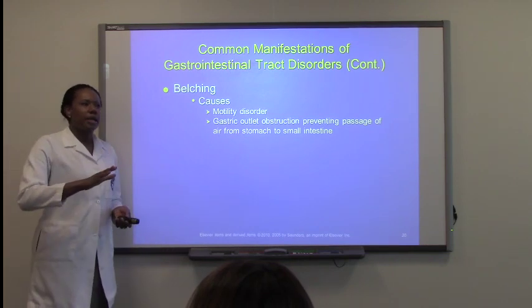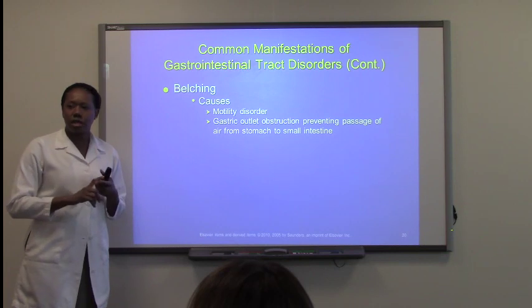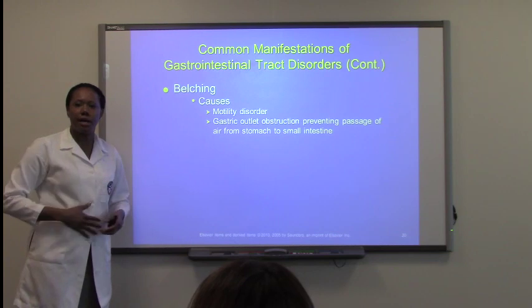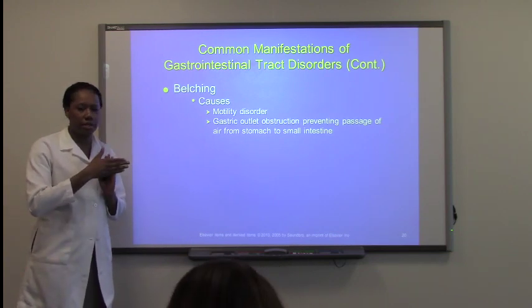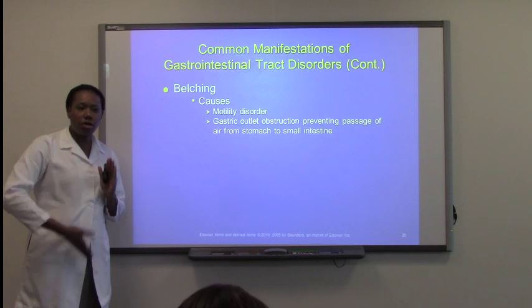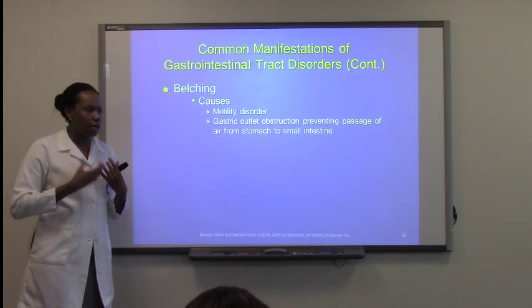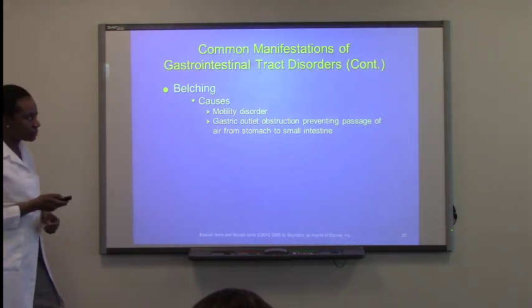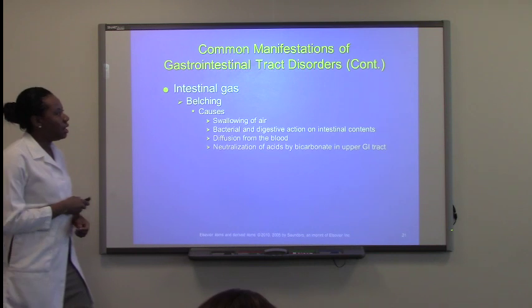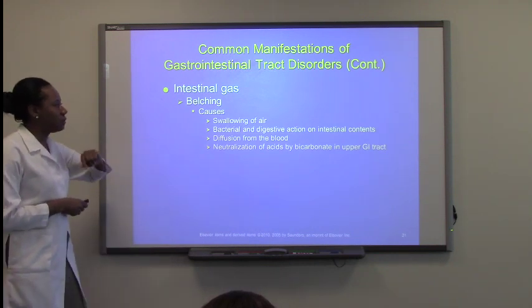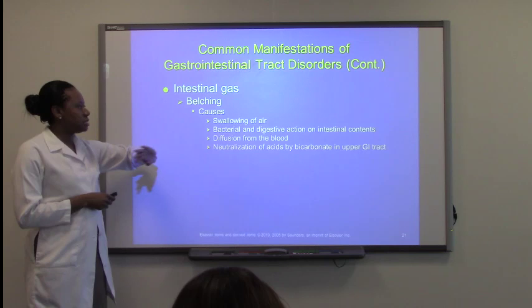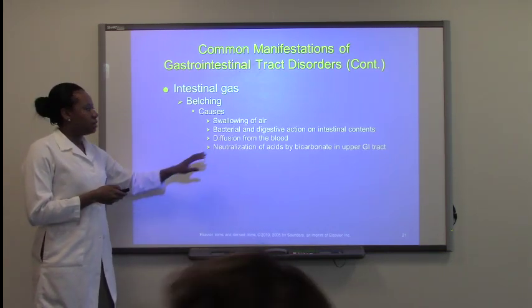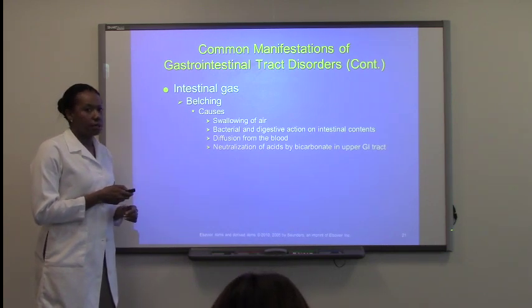But in any event, the point of me saying that is that the belching can not only be a result of the lack of enzymes, but keep in mind too, any type of constriction or pressure on the abdominal cavity can cause that air to just be forced out, causing belching. So keep in mind it also can be from obstruction. Okay, so causes again: swallowing of air we talked about, digestive activity, diffusion from blood can do it too, and neutralization of acids, which we also talked about.